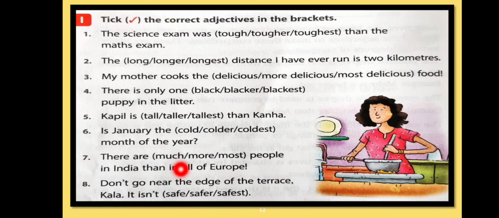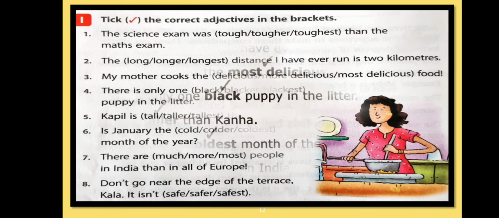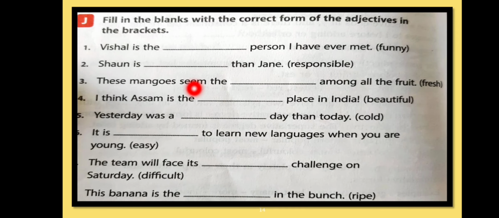The next one is, don't go near the edge of the terrace, Kala, it isn't safe. Safer, safest. Here in the last sentence, there is no comparison. You can use the positive degree, that is safe. Now these are the answers. You can check your answers.